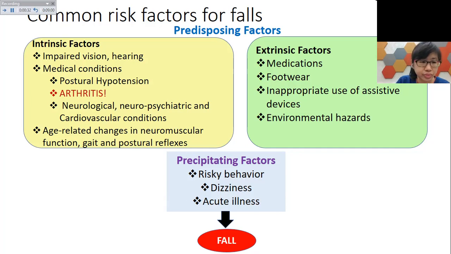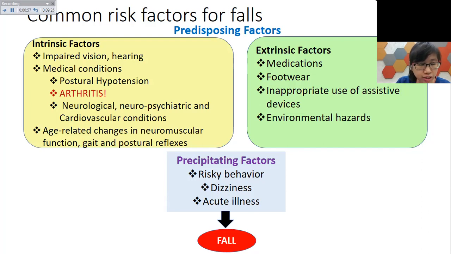Among the intrinsic factors, I would like to highlight impaired vision, medical conditions such as postural hypotension, and of course, arthritis, and neurological conditions that contribute significantly to the risk of falls.